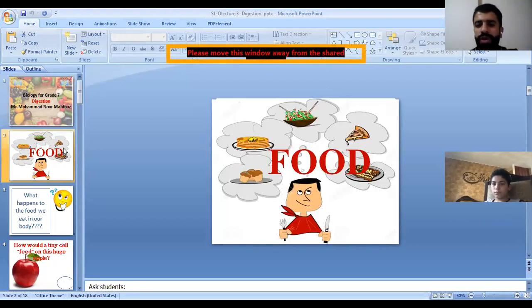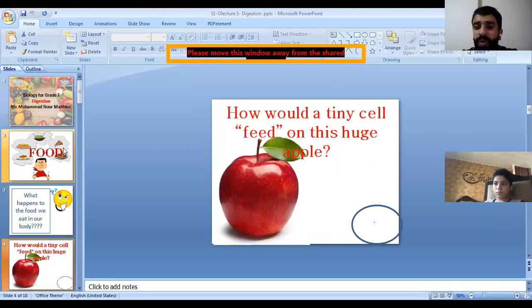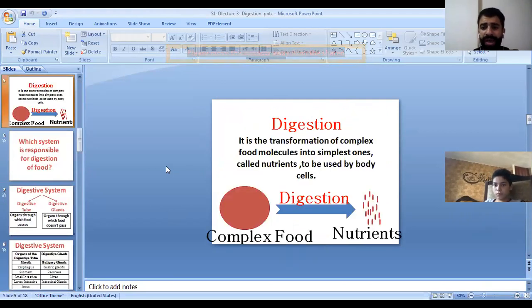Food. All of you like food. So what happens to the food we eat in our body? How would a tiny cell, this very small cell, feed on this huge apple? How come? What will happen in this body? First of all, let's start with the definition of digestion.